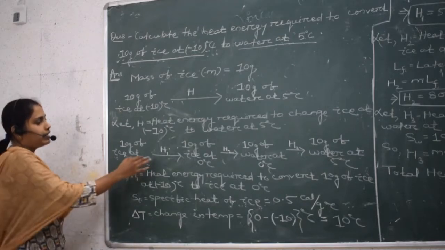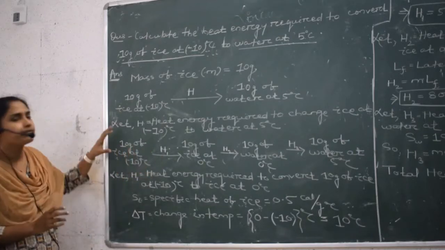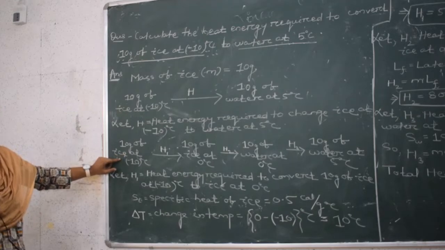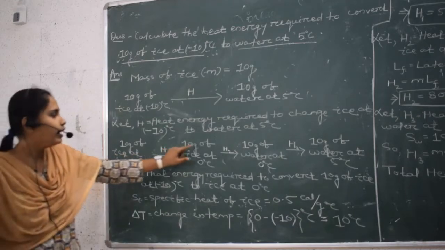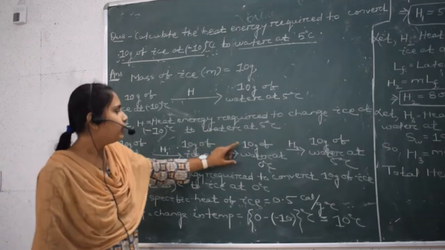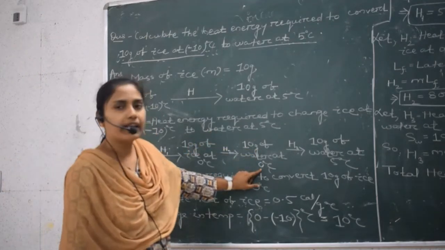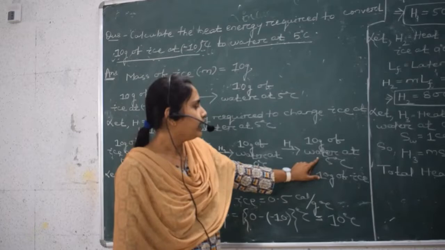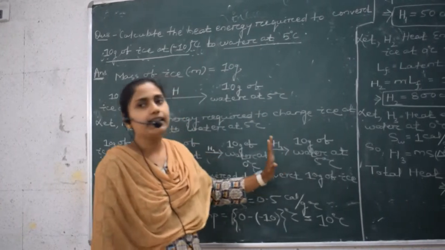Let H1 be the first. We will convert 10 gram of ice at minus 10 degrees centigrade to 10 gram of ice at 0 degrees centigrade. Next we will change it into 10 gram of water at 0 degrees centigrade. Next we will convert it into water at 5 degrees centigrade.